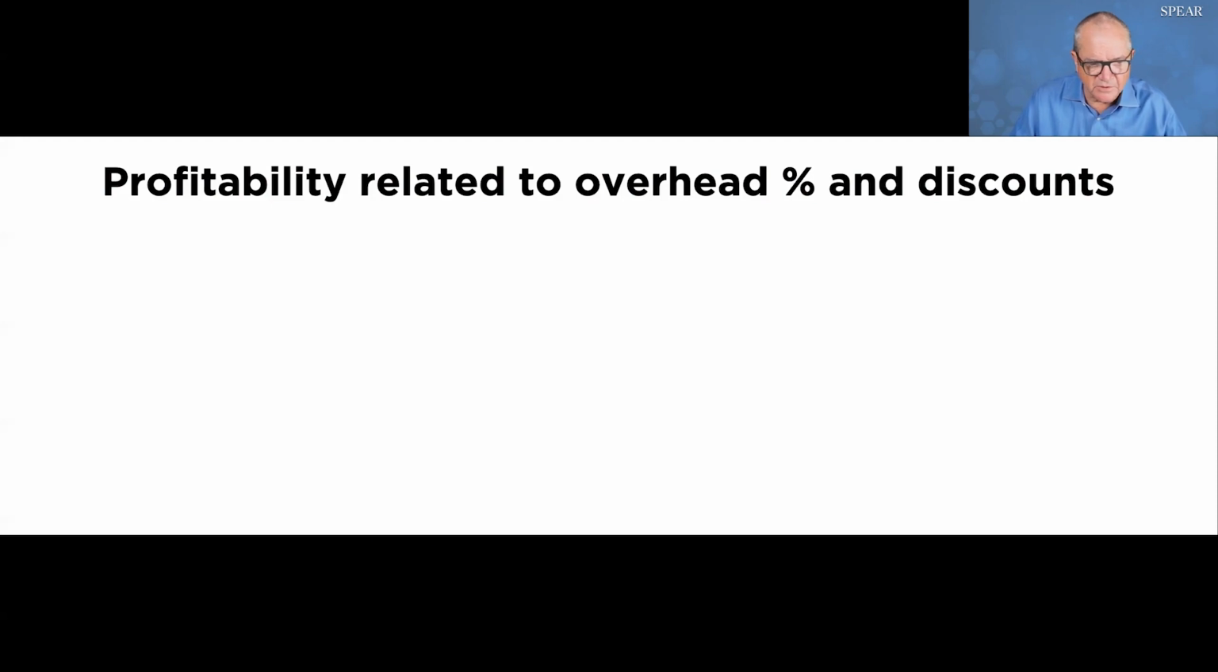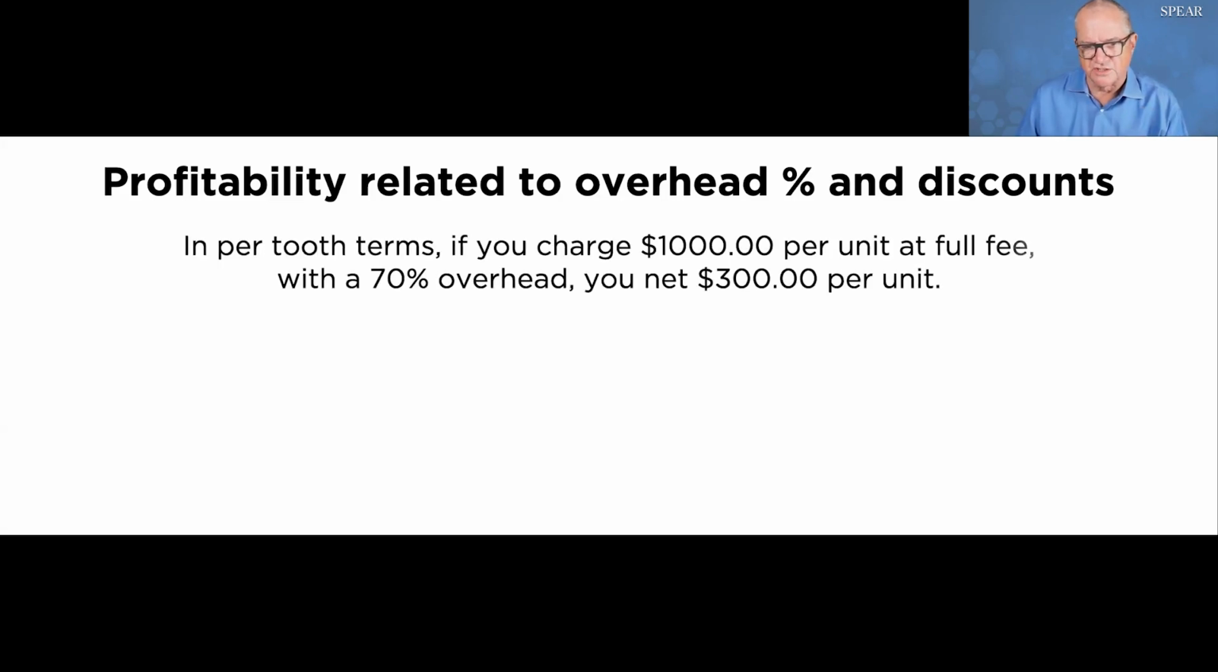Now, the other thing I want to talk about is profitability of these kinds of cases. Whether you're in network or not in network, we'll talk first about patients who are not in network with you. So fee-for-service patients. So let's just pretend that you charged $1,000 a unit. The ADA says the average general dentist last year has an overhead of 70%. So if you charged $1,000 for a crown, you have $300 of profit.